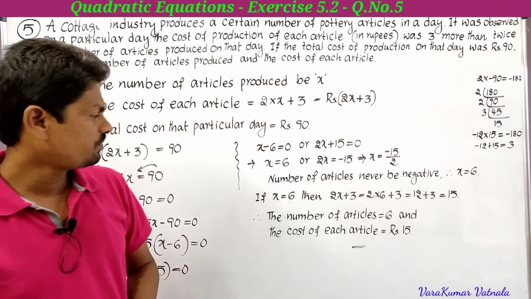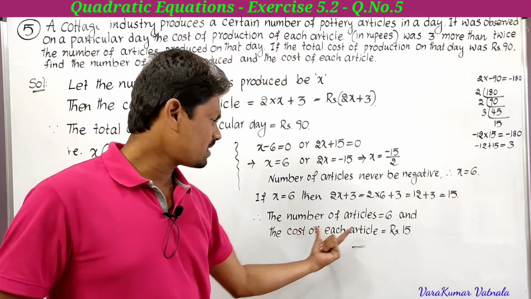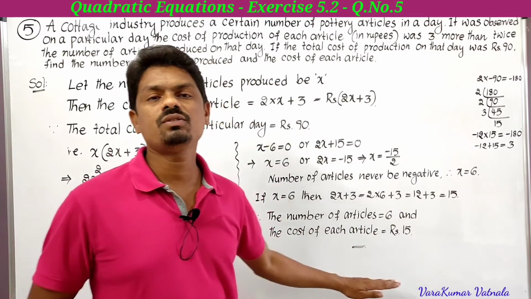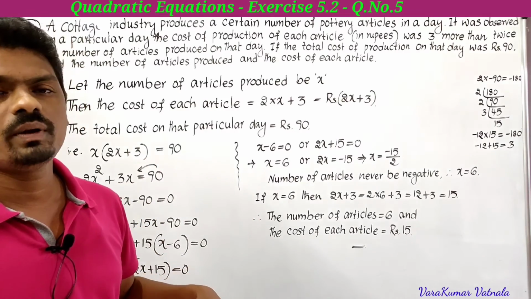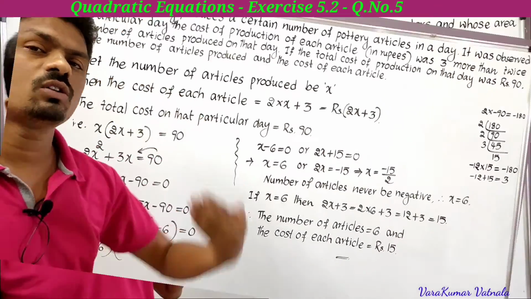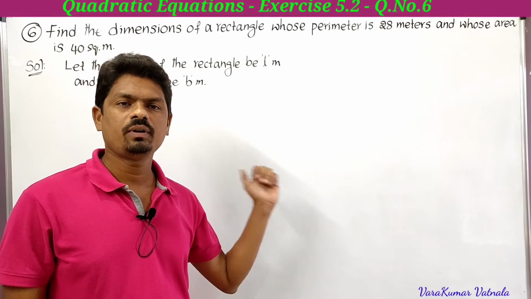So like this we can find, therefore the number of articles equal to 6 and the cost of each article equal to rupees 15. So this is the fifth problem in exercise 5.2. Next we have to solve the sixth problem. This is the sixth problem in exercise 5.2.